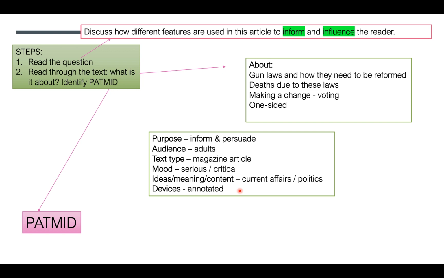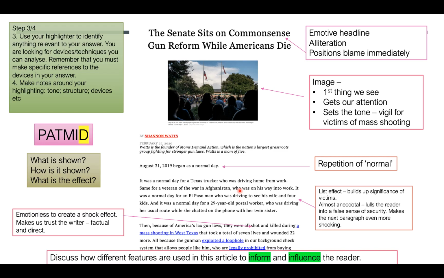Okay, so the text that I'm going to use today is this one here. It's a magazine article from Time magazine, and the title is "The Senate Sits on Common Sense Gun Reform While Americans Die." I haven't included the whole text here, but I will include the full text. I will upload it later on.